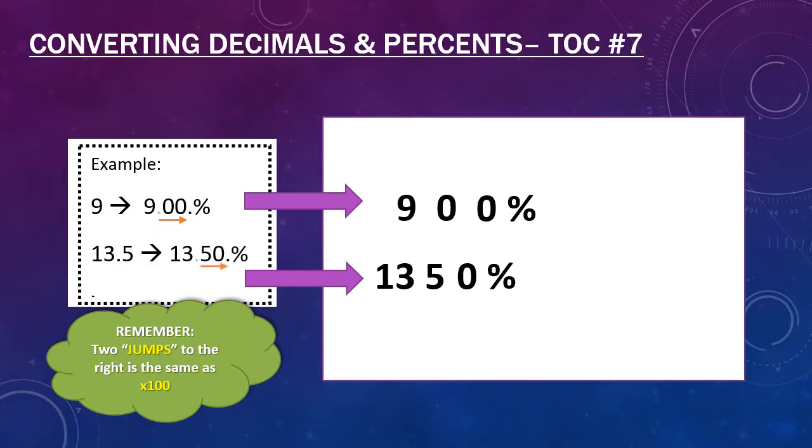1,350%. Now, I realize most of the time you're talking about percents that are under 100, but for the sake of this lesson, sometimes you're going to get percents that are over 100%, and that's okay, because in real life, sometimes you'll hear 200% or 300%, and that is real life. It does happen.